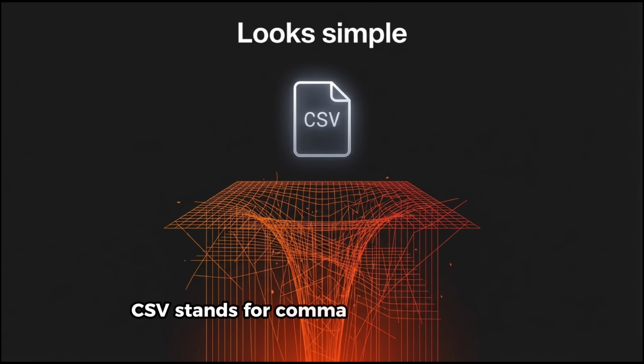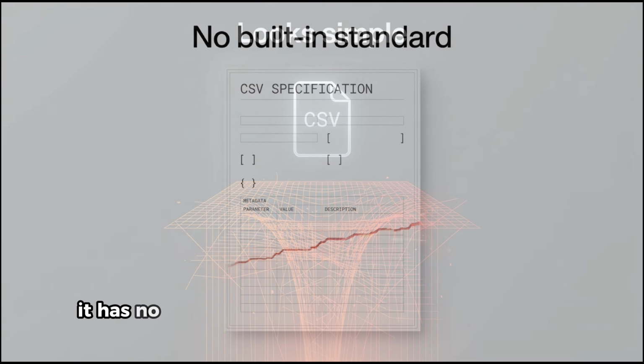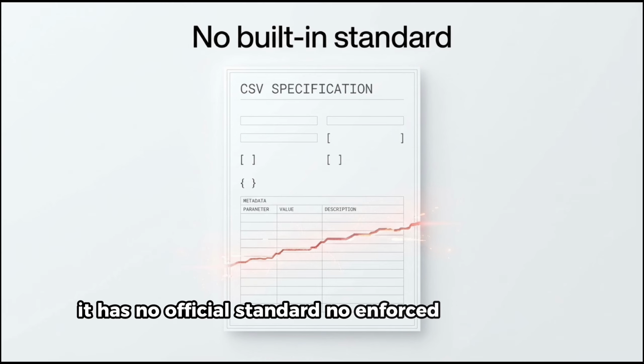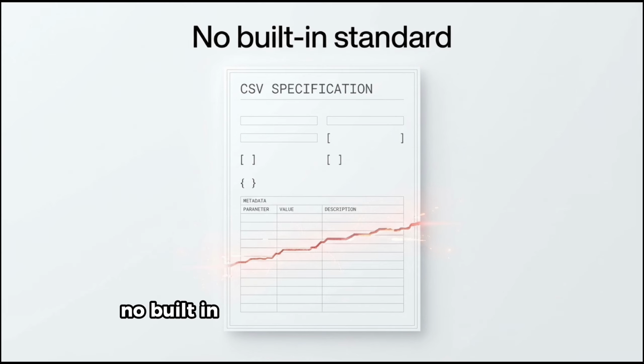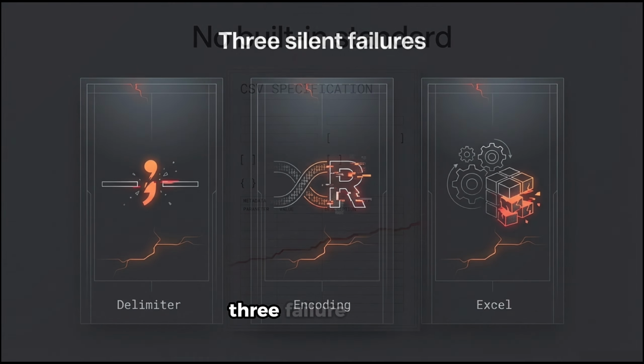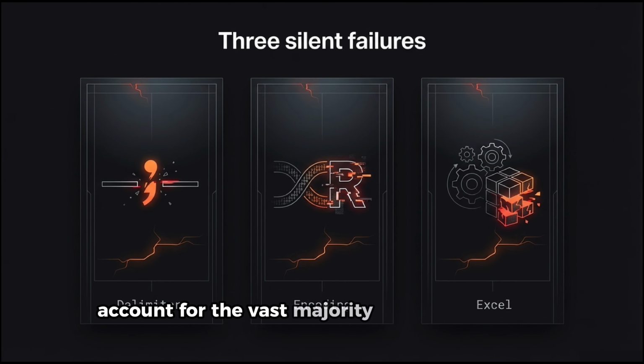CSV stands for comma-separated values. It has no official standard, no enforced specification, no built-in way to declare what it contains or how it should be read. It is a set of conventions that different systems implement differently and that breaks in a completely different way depending on who created the file and who is trying to read it. 3 failure modes account for the vast majority of CSV corruption in production systems.